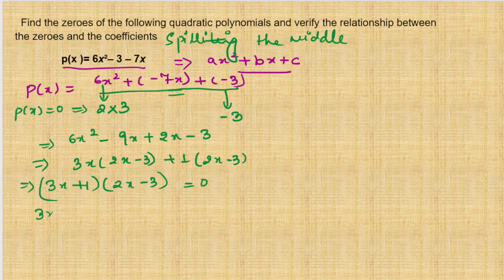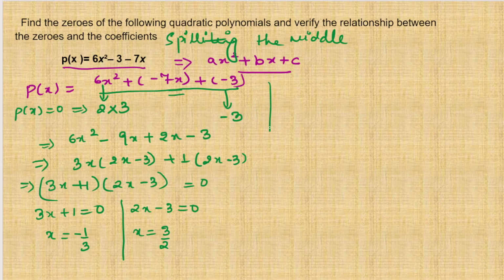So 3x plus 1 equals 0, so x equals minus 1 by 3. This is one of the zeros of your given polynomial. Next we have 2x minus 3 equals 0, which means x equals 3 by 2. So we get alpha and beta equal to minus 1 by 3 and 3 by 2.